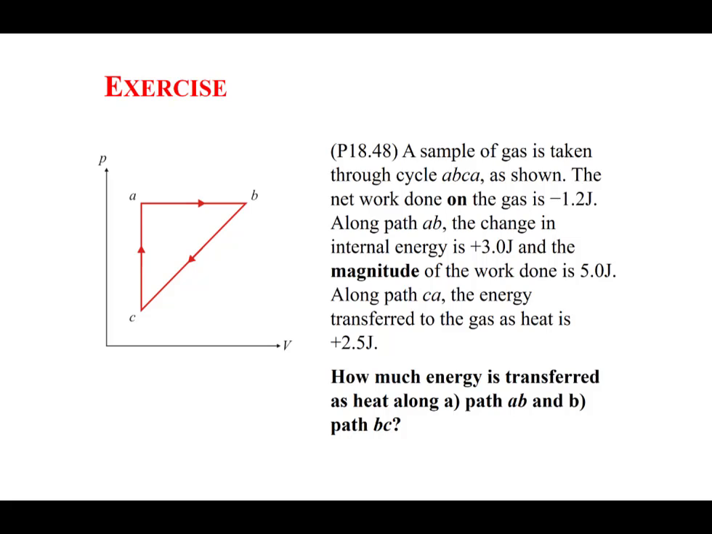A sample of gas is taken through cycle ABCA, as shown. The net work done on the gas is minus 1.2 joules. Along path AB, the change in internal energy is 3.0 joules, and the magnitude of the work done is 5.0 joules. Along path CA, the energy transferred to the gas as heat is 2.5 joules. How much energy is transferred as heat along path AB and path BC?